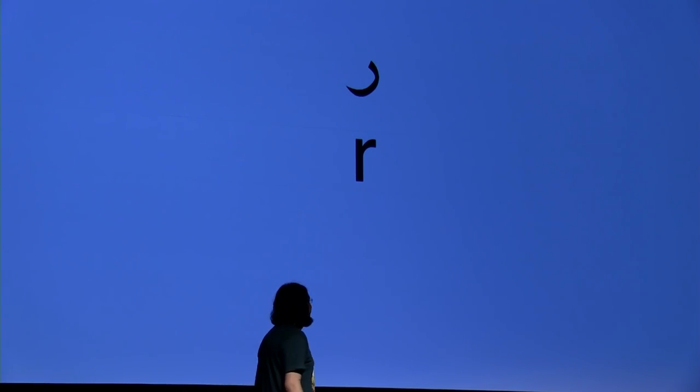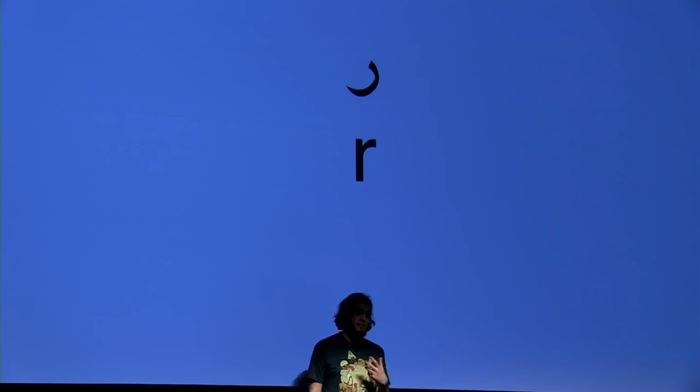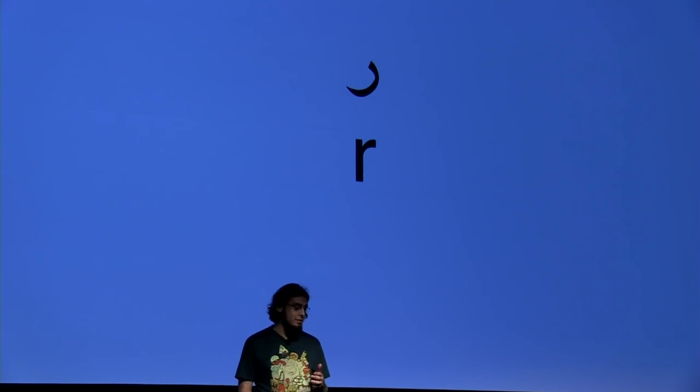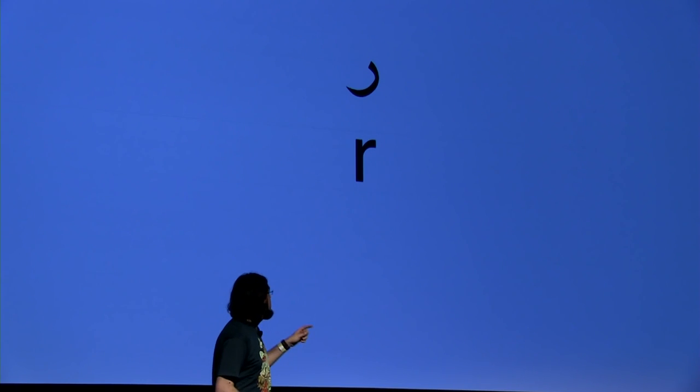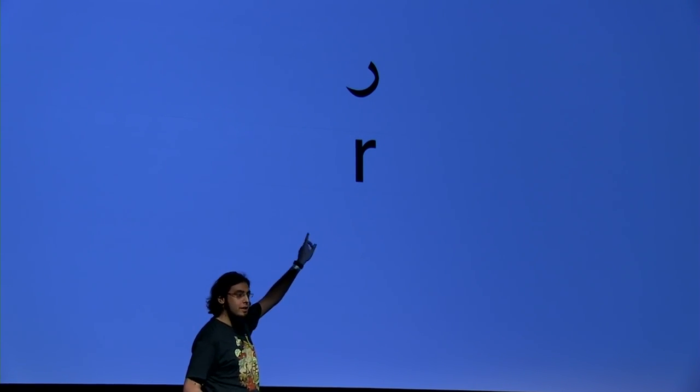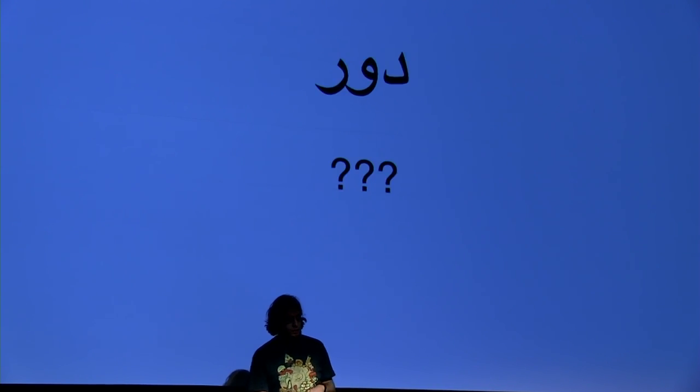All right. So this is the R. It's pronounced as the R. It looks very similar to the Del, the previous letter, but you'll note that the Del was flat at the bottom, and the R actually extends under the baseline. Okay? So let's try this.